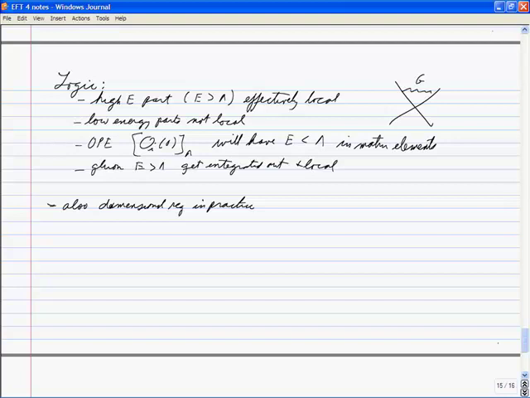Anything else? So that's one of the more subtle things about what I was talking about that is often misrepresented in the literature. Anything else?